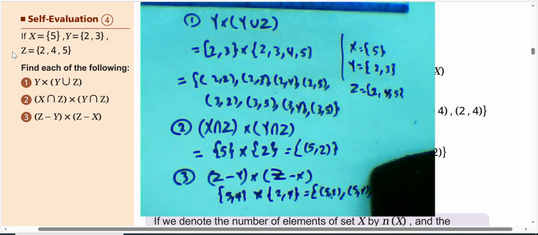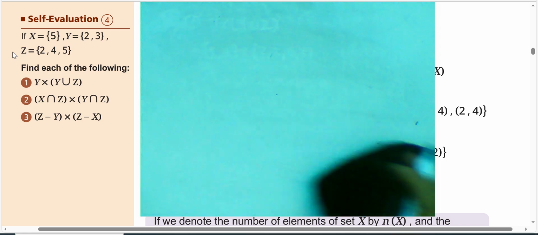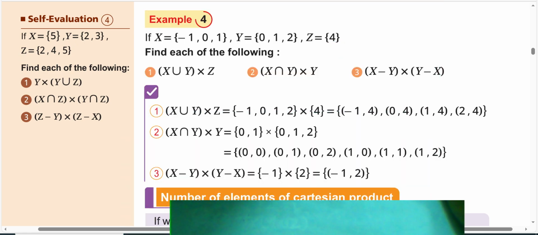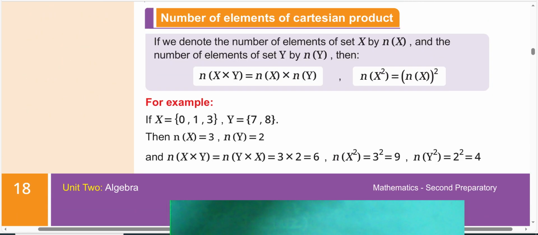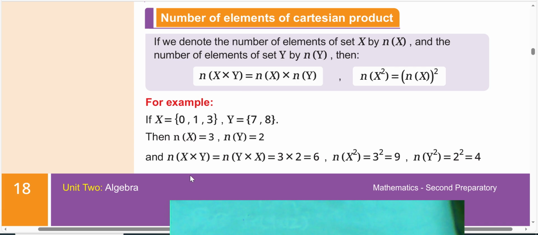Okay, this is self-evaluation number 4. You can read this example also to understand. The number of elements of a Cartesian product you can find by multiplying the number of elements of X and the number of elements of Y. And n(X × Y) will be 3 times 2 equals 6, and n(X²) equals 3² equals 9.